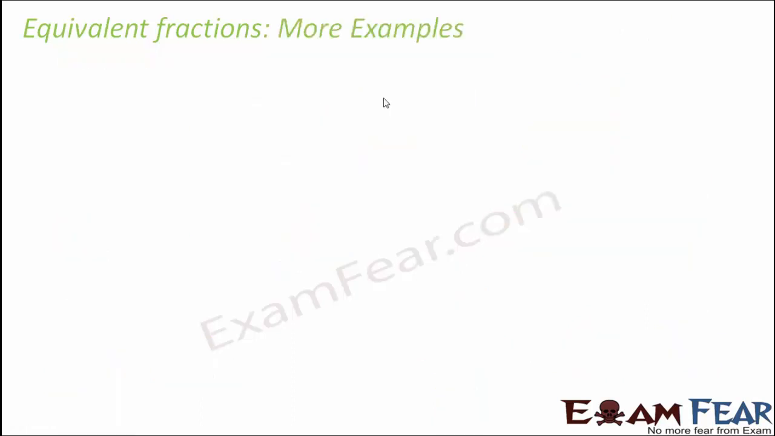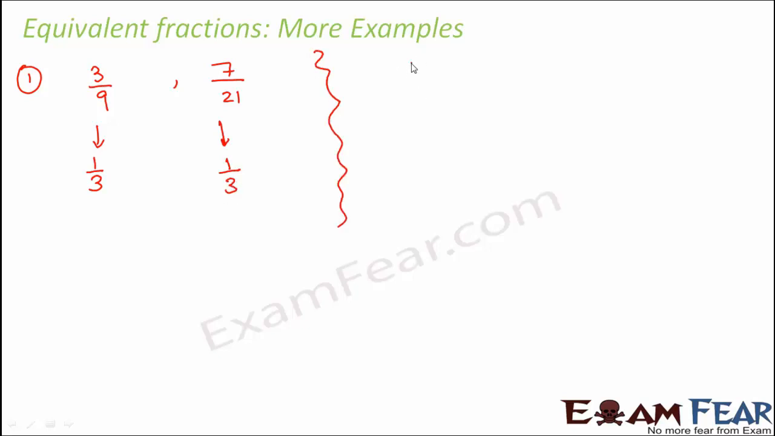So, let us consider more examples. The first example that we would consider is 3 by 9 and 7 by 21. 3 by 9 corresponds to 1 by 3. 7 by 21 also corresponds to 1 by 3. So, this is an example of equivalent fractions. Similarly, 10 by 20 and 4 by 8. Even though they look very different from each other, this represents 1 by 2. This also represents 1 by 2. So they are again equivalent fractions.